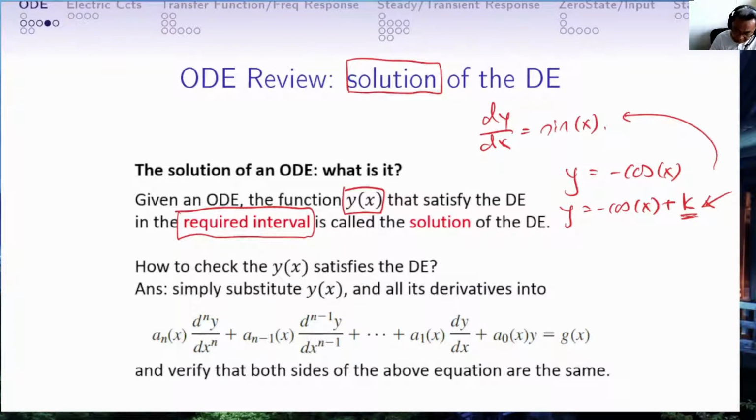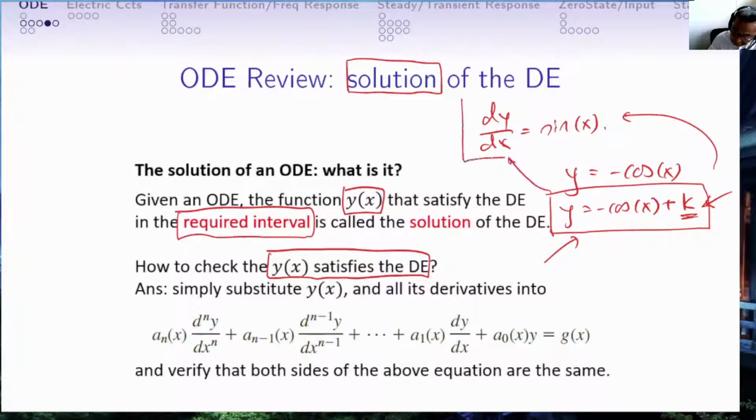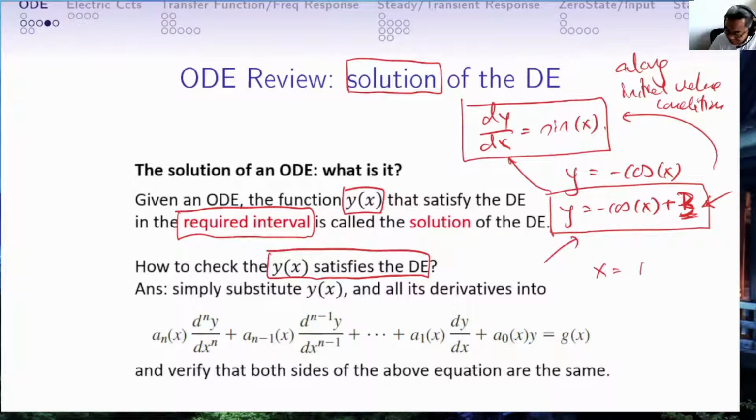Okay, so when you have found your solution, the way to check whether you have found the solution is that I take this expression, perform the derivative, and then check whether it agrees with the differential equation, along with all the initial value conditions that are sometimes given to me. So for example, if I say y is plus 3, then I should say when x equals some value, then y equals plus 3, for example.